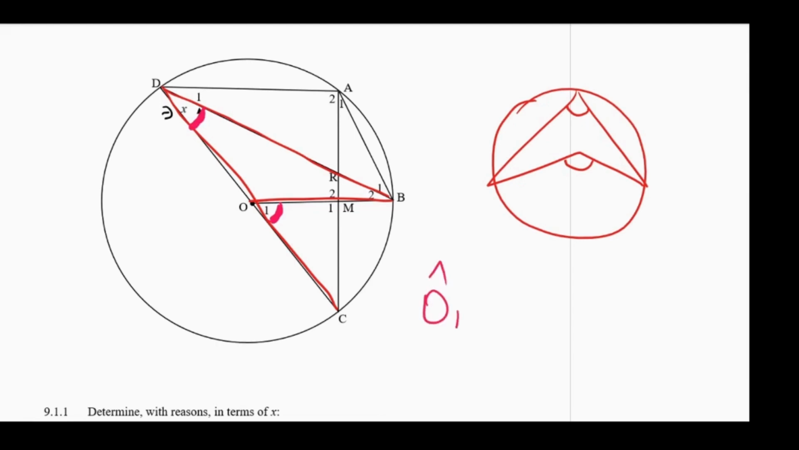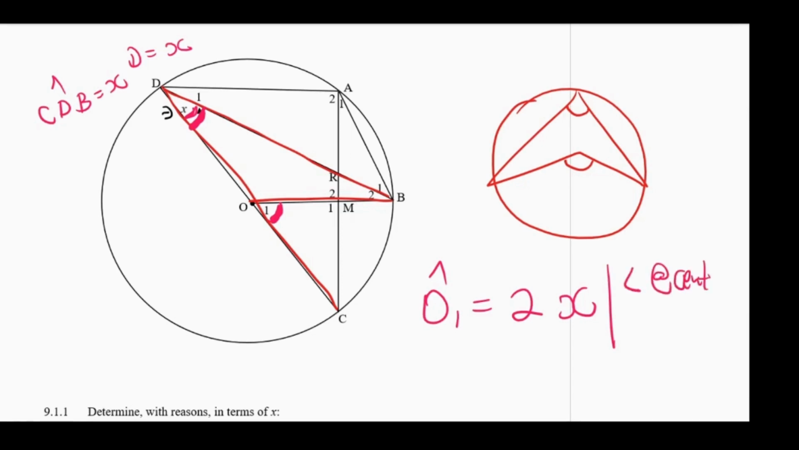So angle O1 is going to be equal to twice X, because the D is actually equal to X, right? This D here, you can call it CDB, right? That angle which is equal to X, you can call it that way. So O1 is equal to 2X. Reason is angle at center equals twice angle at circumference. So that is the reason for the first answer here.